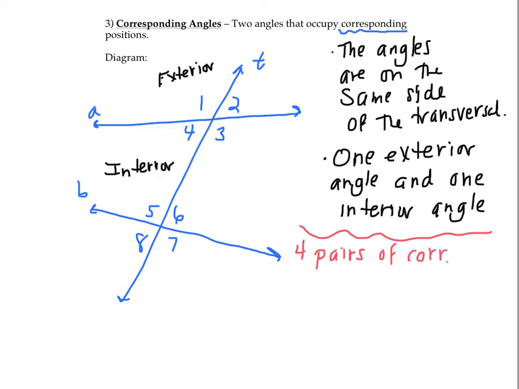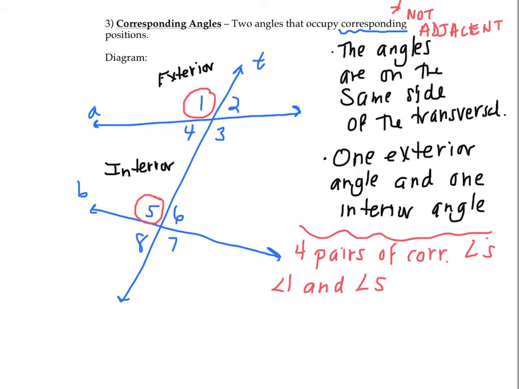I'm going to abbreviate corresponding to CORR, period. So let's take a look at our description. The angles have to be on the same side of the transversal. One will be exterior, one is interior. So here's exterior. Now, angle 4 is interior, and so is angle 5. The corresponding angles are angles 1 and angle 5. Something important to note is that corresponding angles are not adjacent. So we can include that in our description as well.